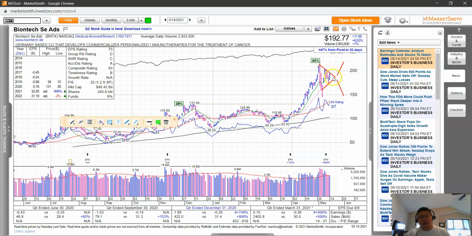It looks like it might make a decision this week, because it's very close to the pennant endpoint here. We're going to jump to Moderna.